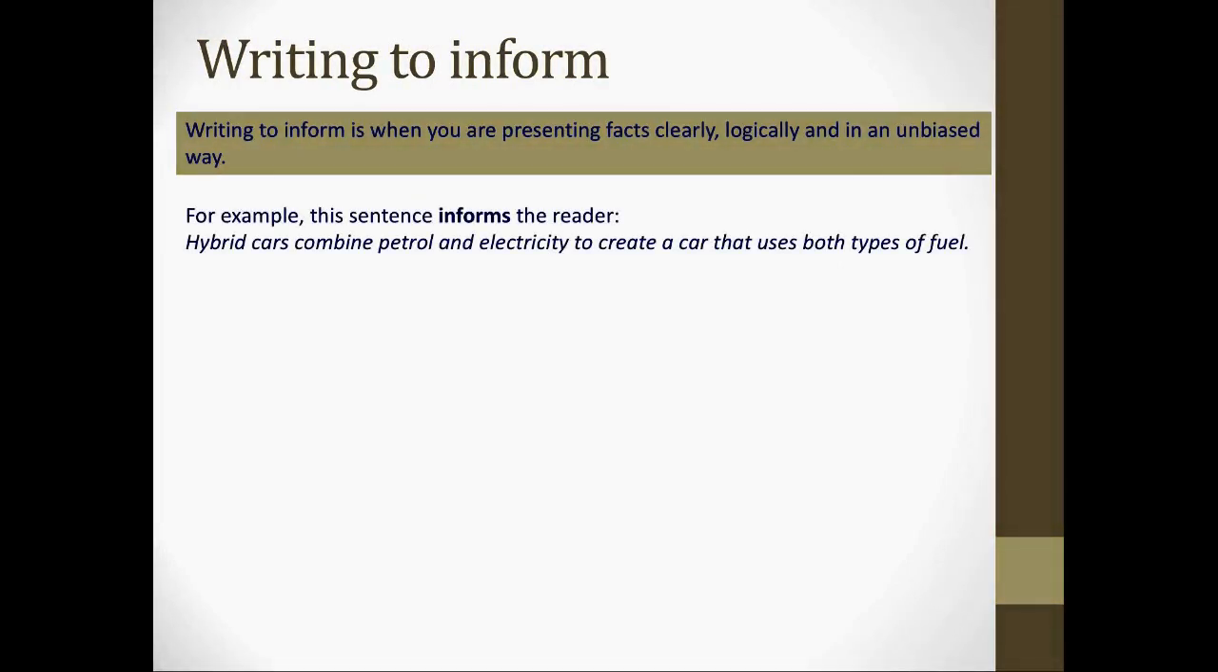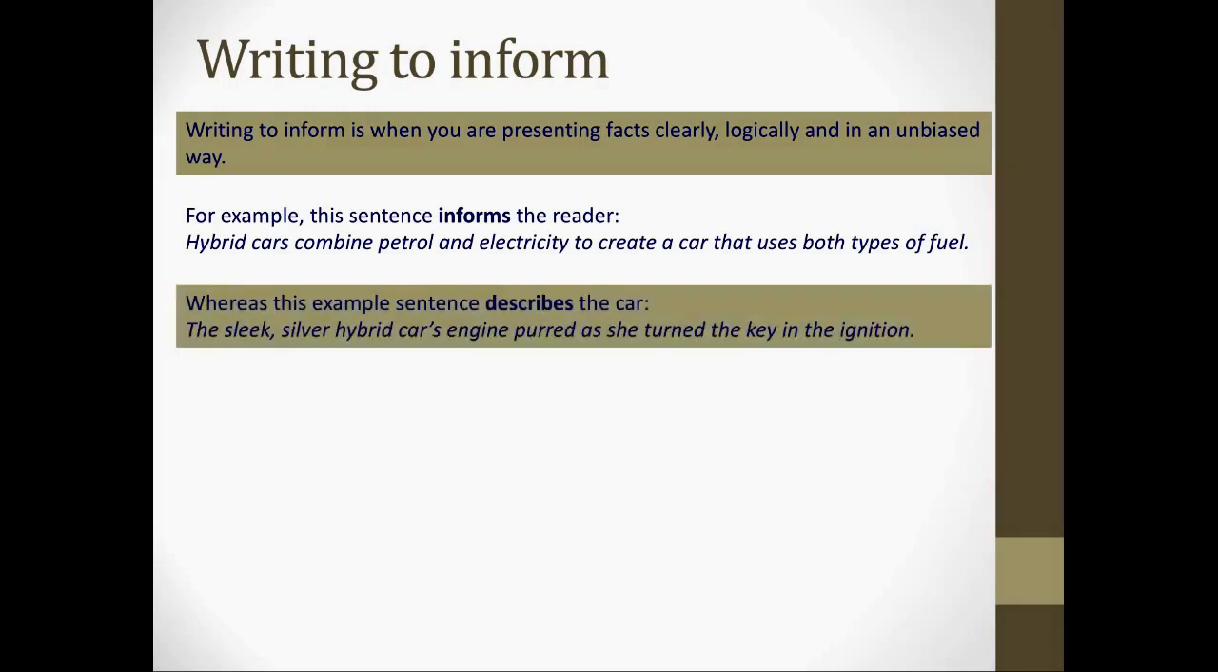For example, this sentence informs the reader. Hybrid cars combine petrol and electricity to create a car that uses both types of fuel. Whereas this sentence describes the car. The sleek silver hybrid car's engine purred as she turned the key in the ignition.